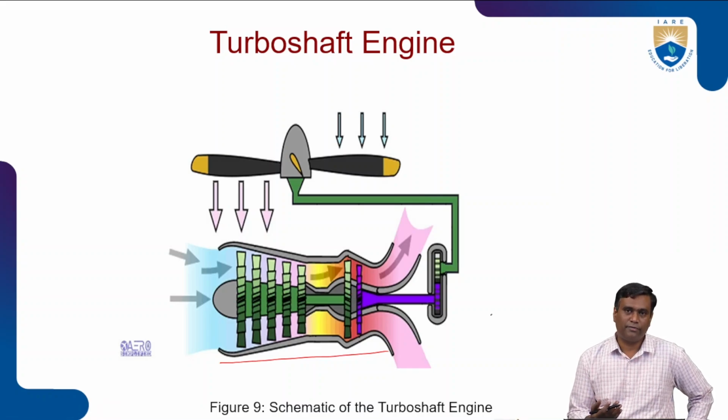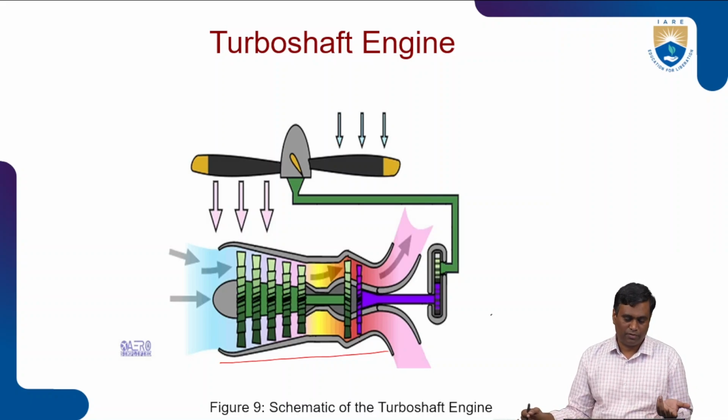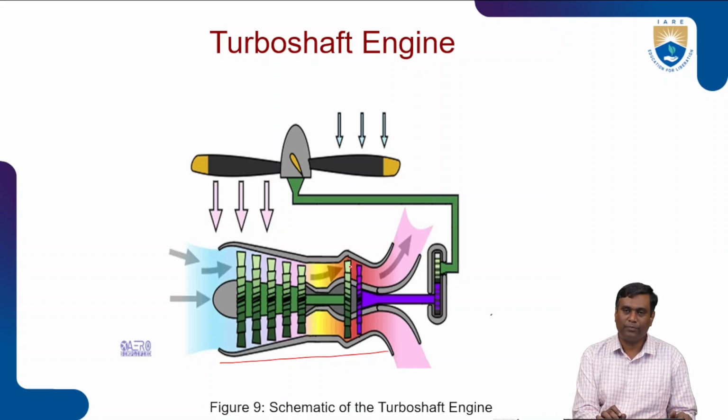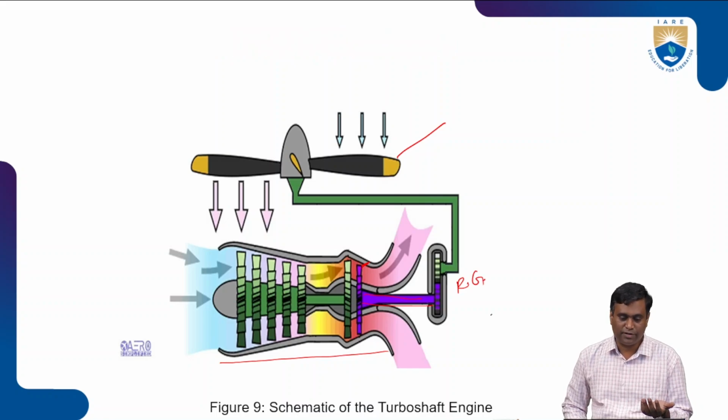That's why it is called a free turbine. And the majority of the power extracted from the turbine is used to drive the compressor, which has to make sure of continuous operation of the jet engine. And the remaining power left over from the exhaust will drive the free turbine. These turbines are connected through a shaft to the rotor blades through a reduction gearbox, right?